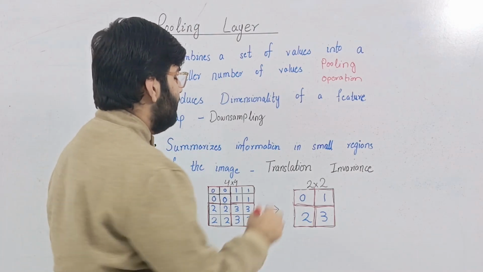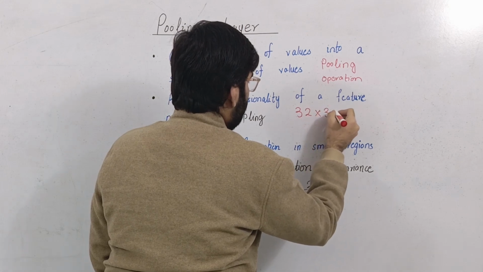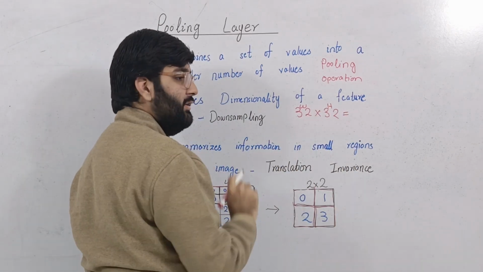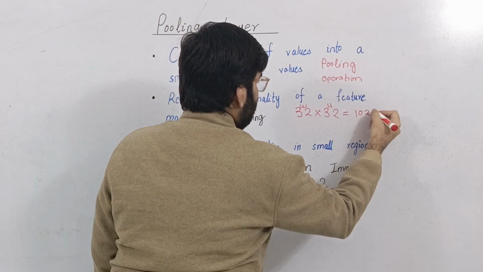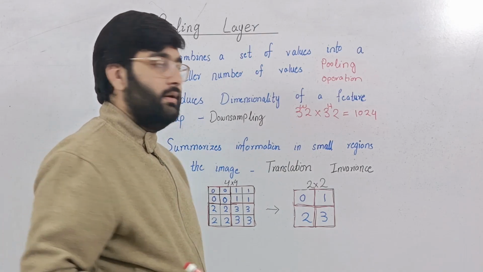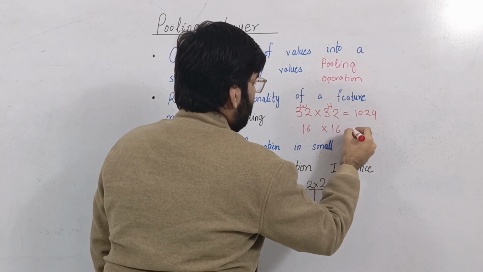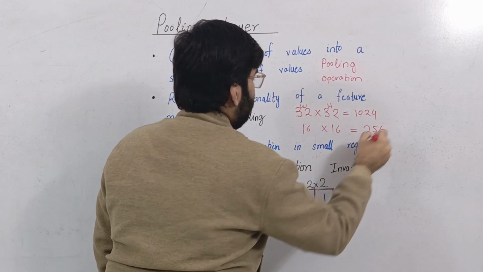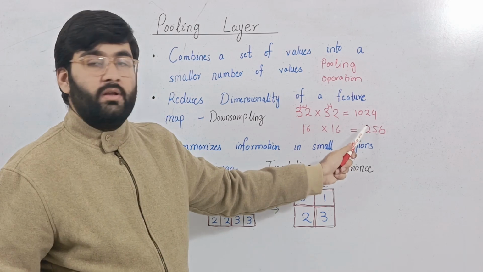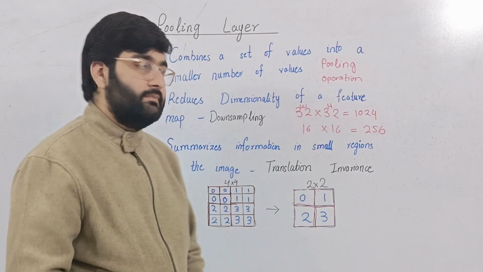For example, we have an input image that has the dimensions of 32 by 32. Let this be the width and this be the height. Thus, the number of pixels in the image would be 1024. Let's say we used a pooling layer and downsampled it to 16 by 16. This now has a total of 256 pixels. Thus, downsampling reduced the number of pixels by a factor of 4. This means a reduced computational load on the machine.